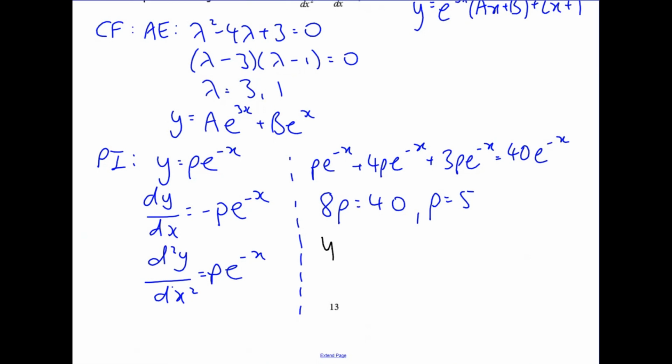Your general solution at the end, then, combine these together. So a e to the 3x plus b e to the x plus 5 e to the minus x is your general solution. Good luck.